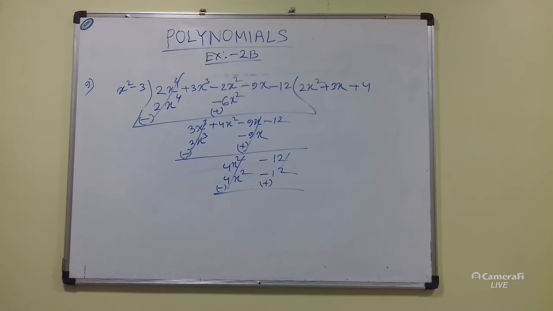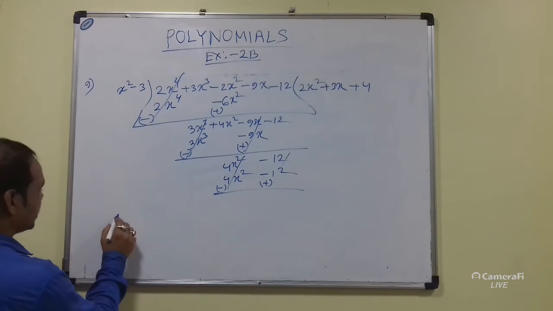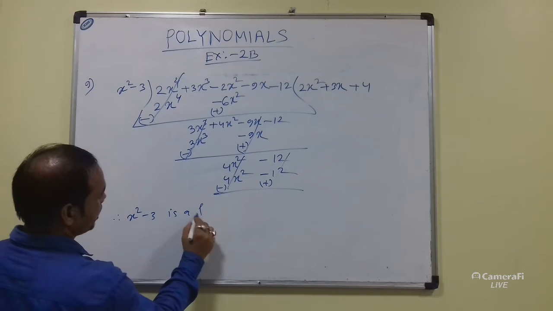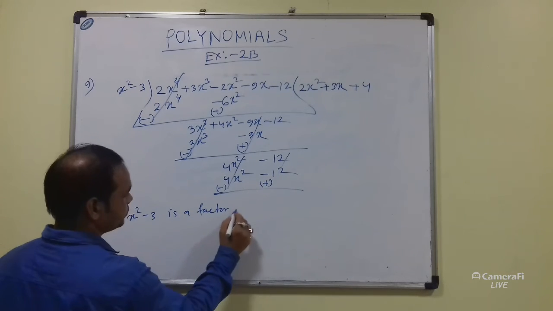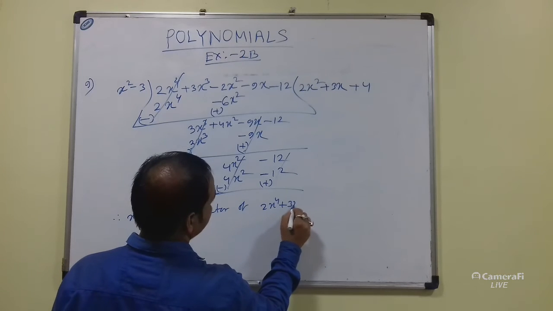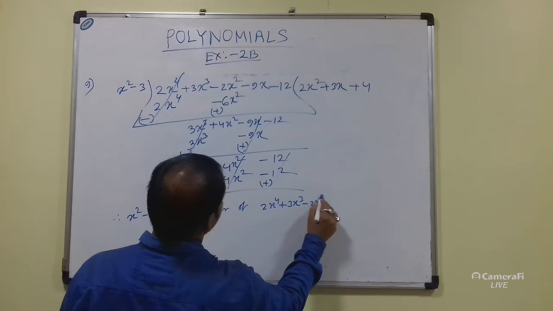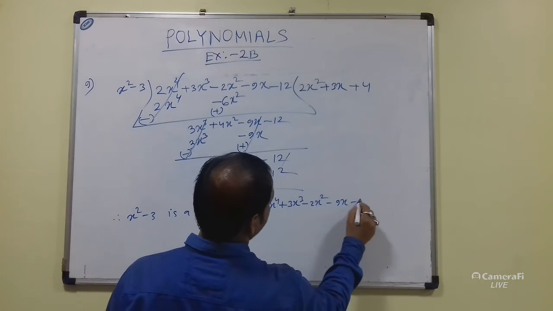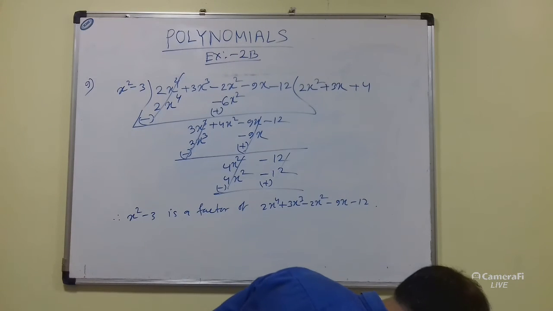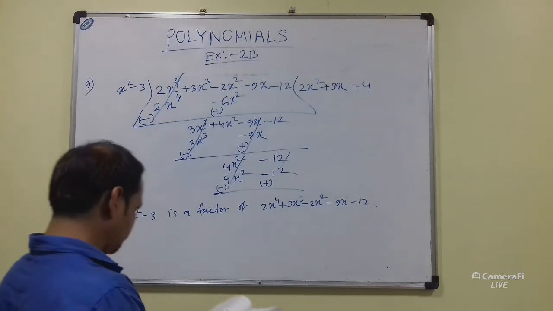So therefore it is exactly divisible, so we can write therefore x square minus 3 is a factor of 2x to the power 4 plus 3x cube minus 2x square minus 9x minus 12. Clear students? Next.